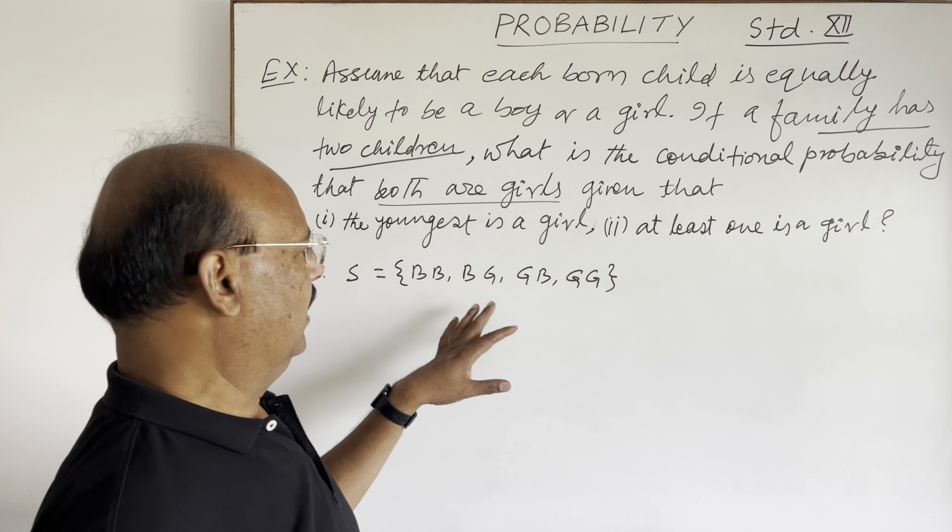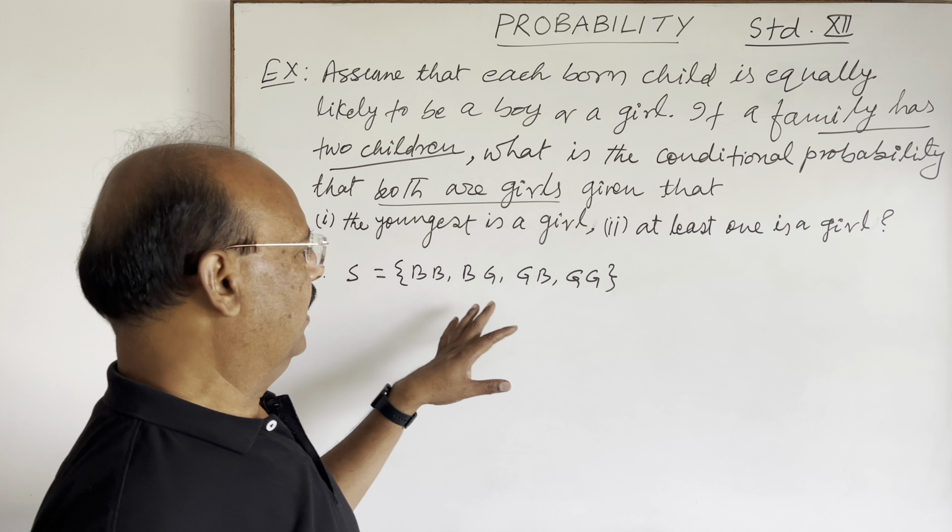Here the question is, assume that each born child is equally likely to be a boy or a girl. If a family has two children, what is the conditional probability that both are girls, given that two conditions: first, the youngest is a girl, and second, at least one is a girl.